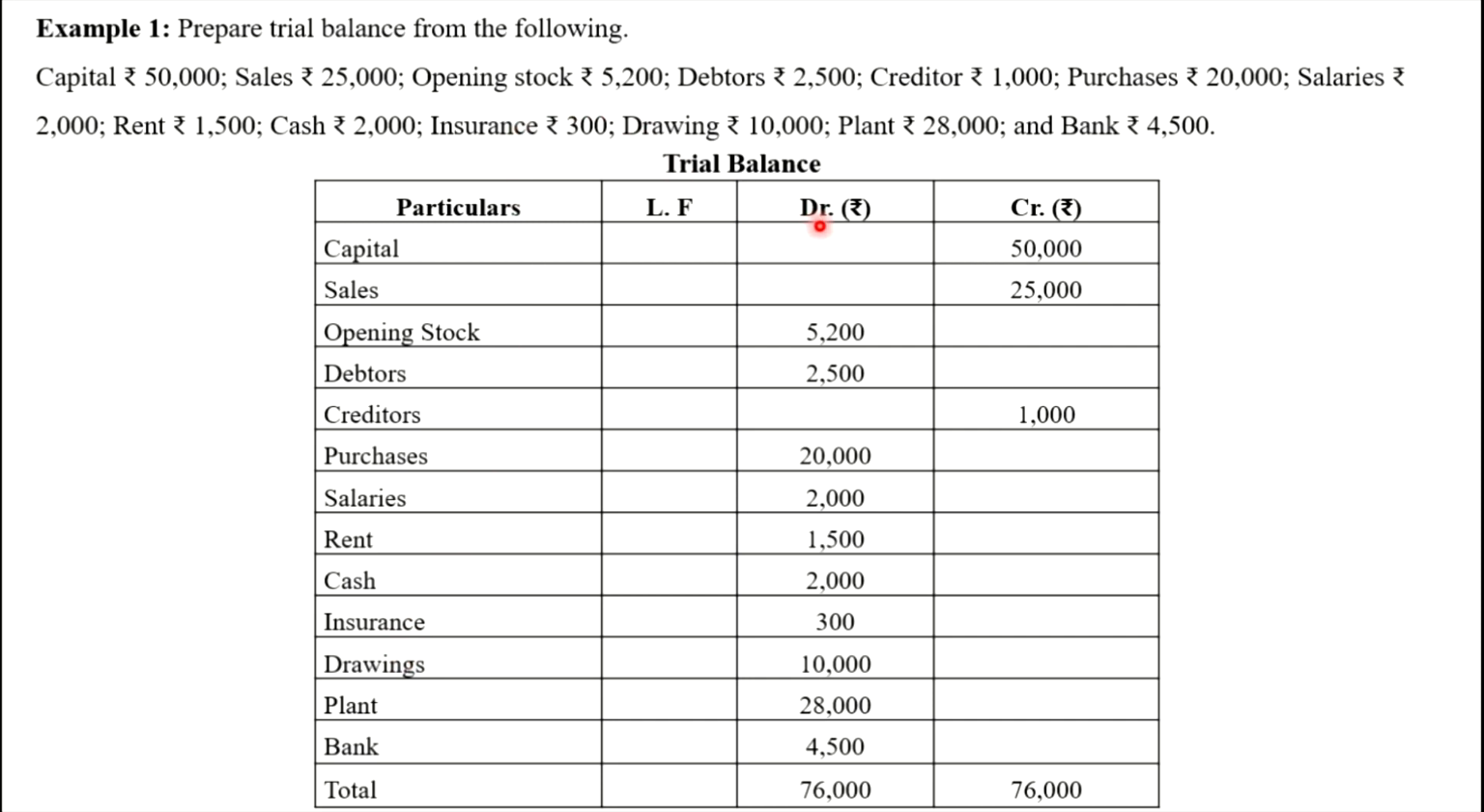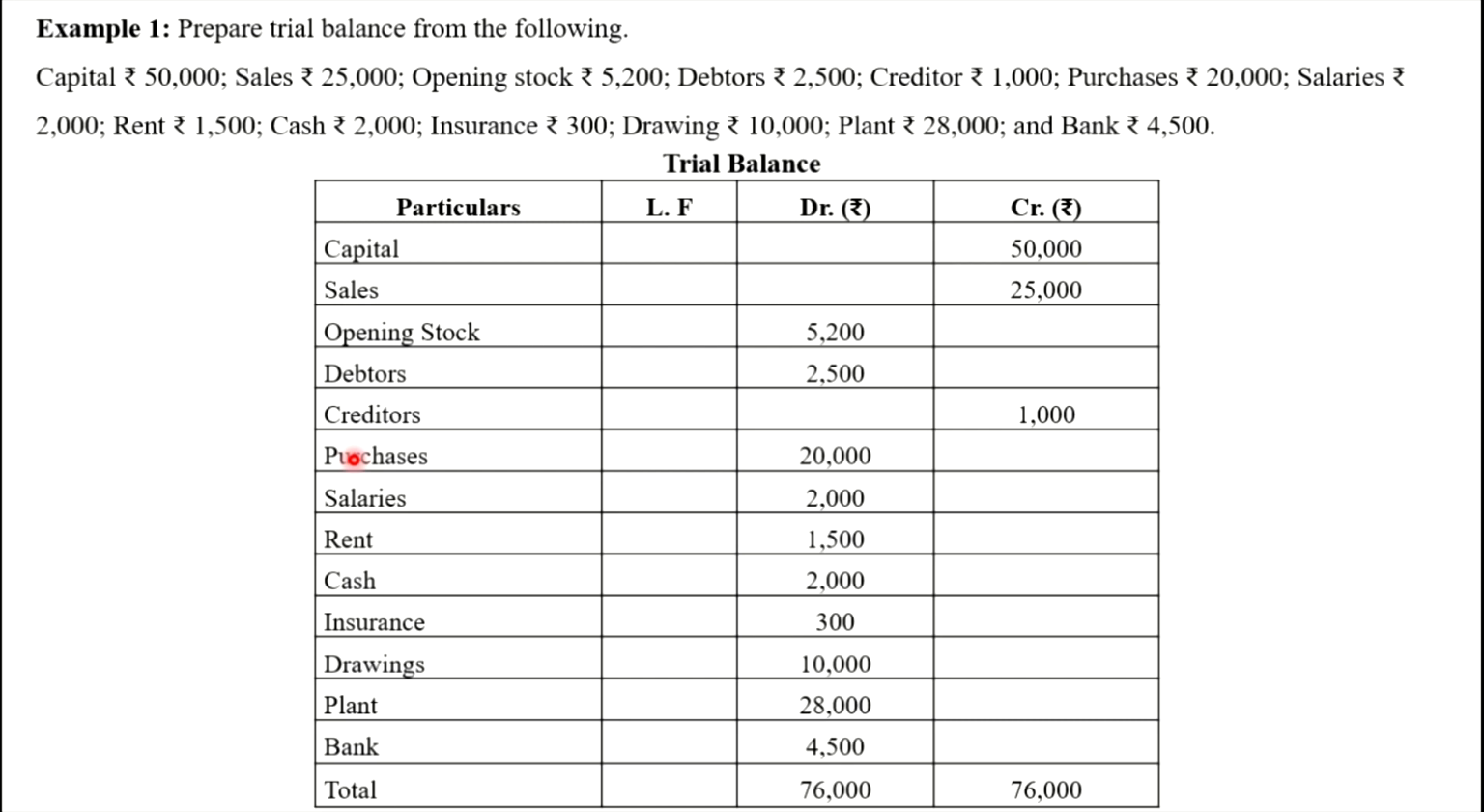Then second step is we have to identify which accounts we should debit and which account we should credit. As I have already explained in the previous slide, all assets and expenses accounts we record on the debit side, and all liability, income and capital accounts we record on the credit side. See, capital we record on the credit side, that's why I write 50,000 on the credit side. Sale is our income, that's why we record on the credit side. Opening stock is our asset, that's why we record on the debit side. Debtors is also current assets, we record on the debit side. Creditors is liability, that's why we record on the credit side.